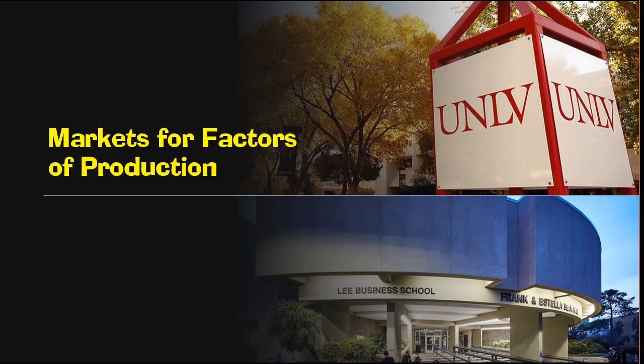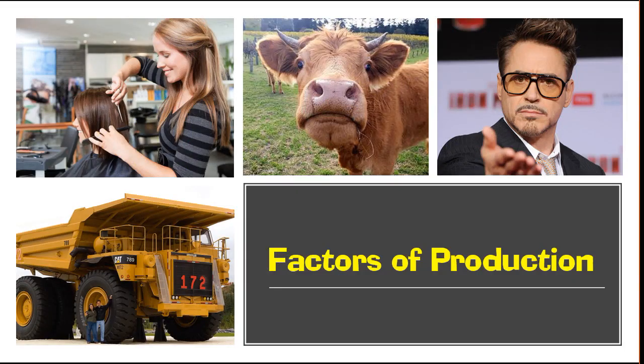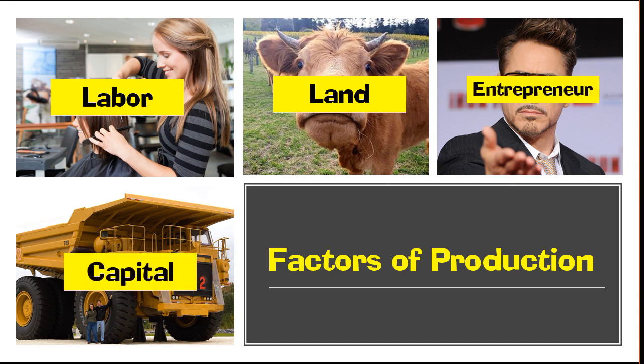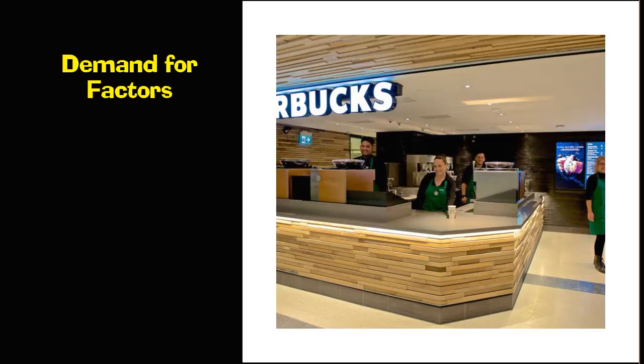Okie dokie! We want to talk about the markets for the factors of production. Remember that there are 4 of them. There's labor. There's land. There's capital. And there are entrepreneurs. So mostly now we want to talk about land in this part, and then the next part we'll talk about the other 3.